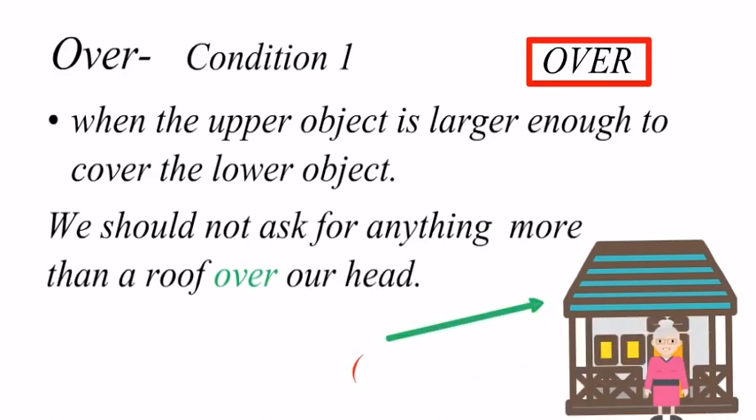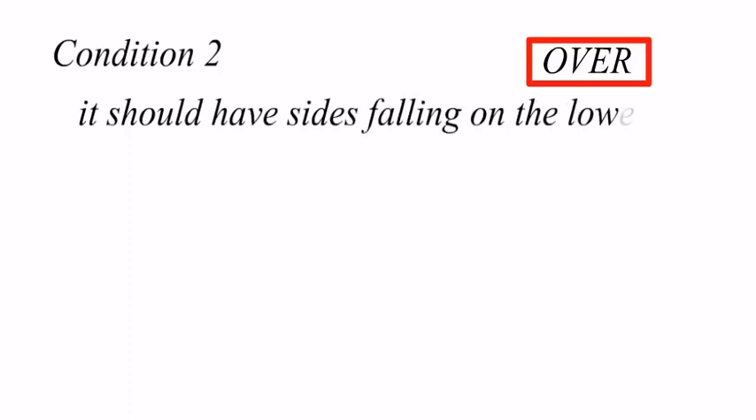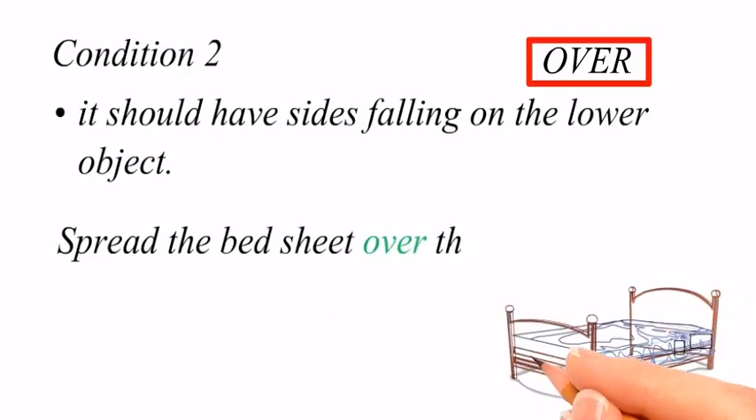So the roof is always over our head because it's quite large and large enough to cover us. Second condition, since the upper object is larger, it should have sides falling on the lower object. See this example. Spread the bed sheet over the bed.